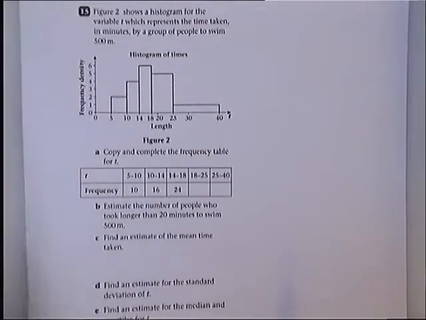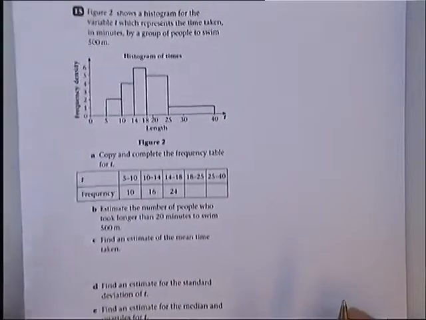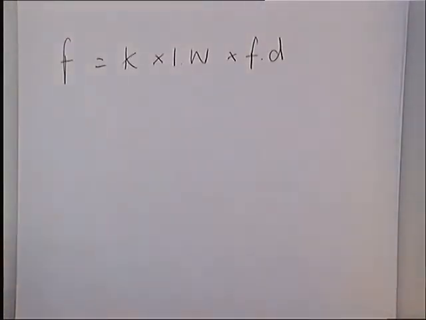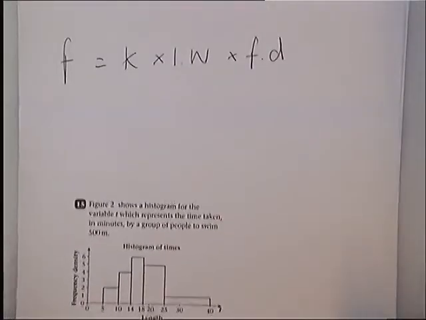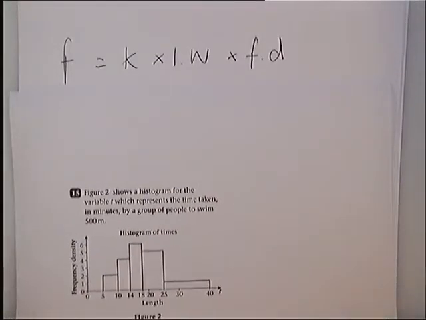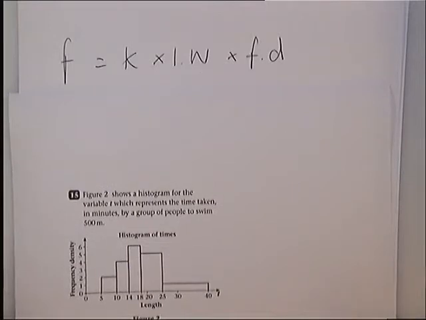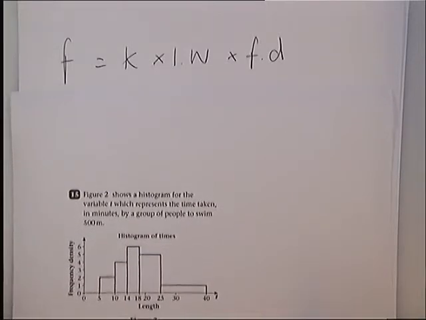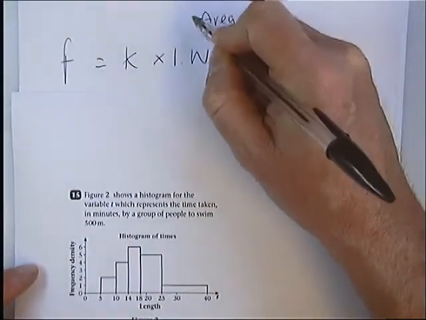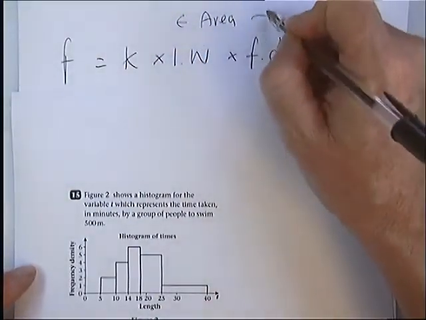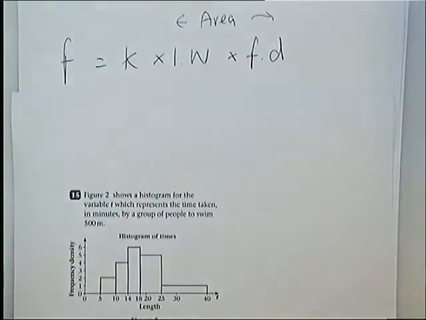So with histograms, I'll remind you that the frequency is proportional to the interval width times the frequency density. All right, proportional to the area. Now the area will come from interval width times frequency density.